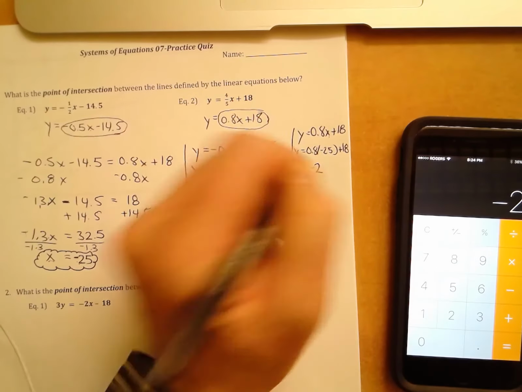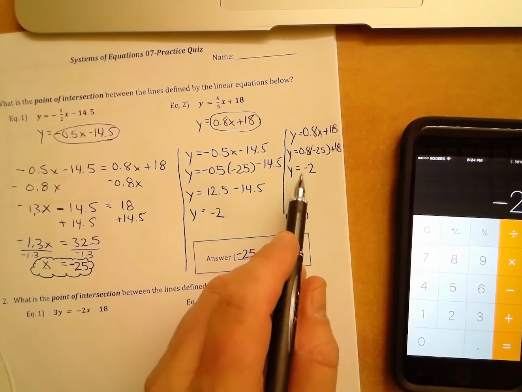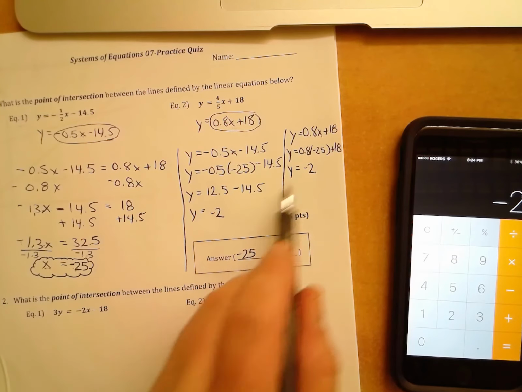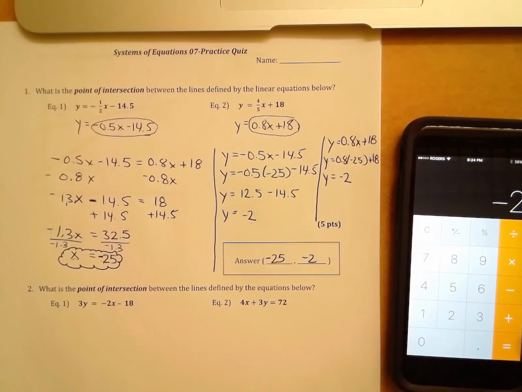y is negative 2. So I found x here, I found y here, and I verified it with the second equation. The second you get that correct in both, the same in both, you know you're right. You know that you haven't made any mistakes. And there's your number 1.